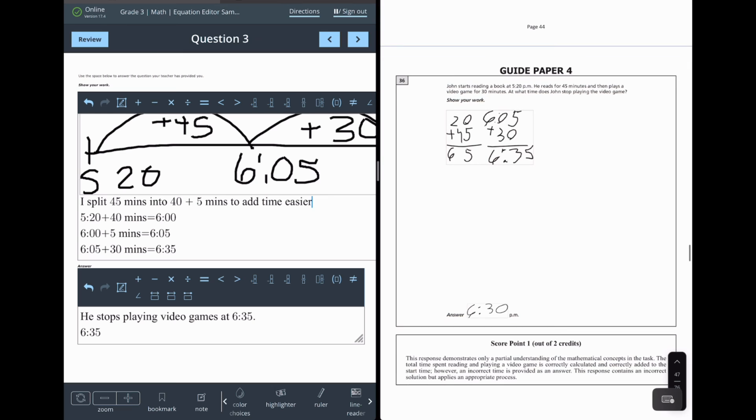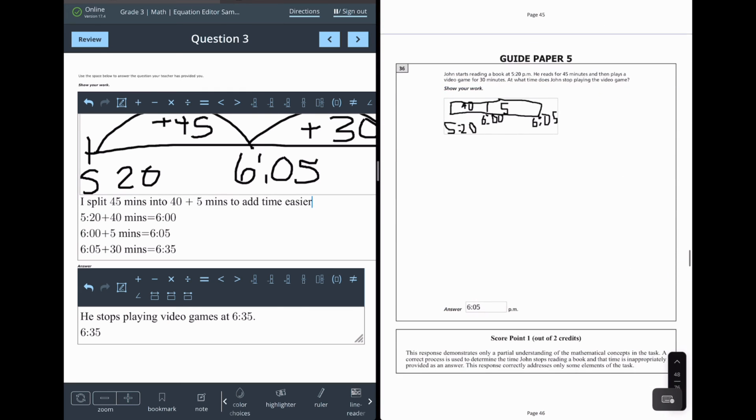This kid doesn't get the full credit. He gets only to 6:30, even though he has the right answer here. He drew this on the equation editor and he got the right answer and copied the wrong part here. So that's a shame. That's not a fun way to lose a point, especially when your work is right.